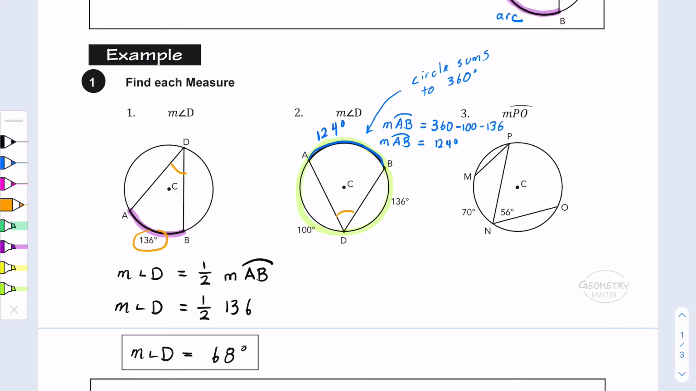Now if we're looking for the measure of angle D, we know that the measure of angle D, I'm going to skip writing out the notation, is 1/2 of my intercepted arc, which is 124 degrees. Therefore, the measure of angle D is equal to 62 degrees.